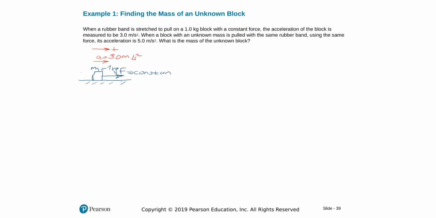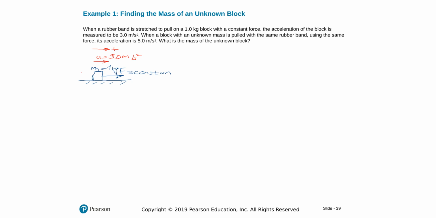So this is the first case. Second case, when a block with an unknown mass is pulled with the same rubber band using the same force, so the force will keep constant but different mass. Its acceleration is 5 meters per second squared.